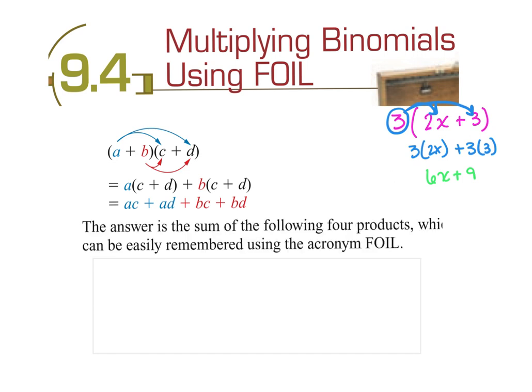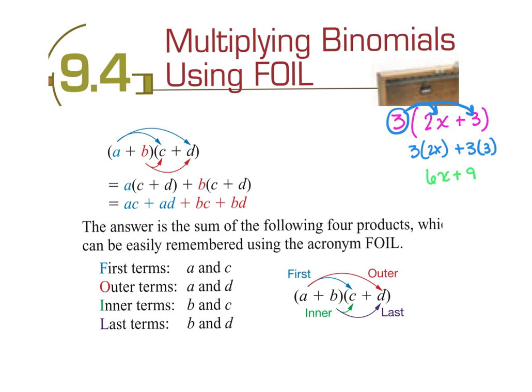And so this method is actually called FOIL. It's just an acronym to help you remember what you do. It stands for first, outer, inner, last. The first thing you do is multiply the first terms, first from each group. Then you multiply the outer terms from each group. Then the inner terms. Then the last terms. Once you've done that, you're going to combine any like terms that you have. Make sure it is in standard form, and then you are done.